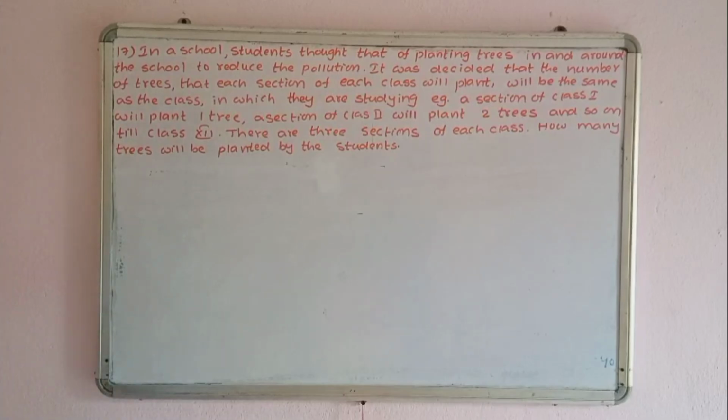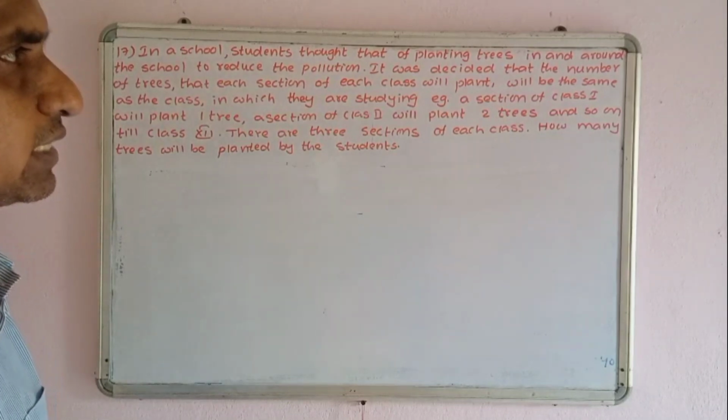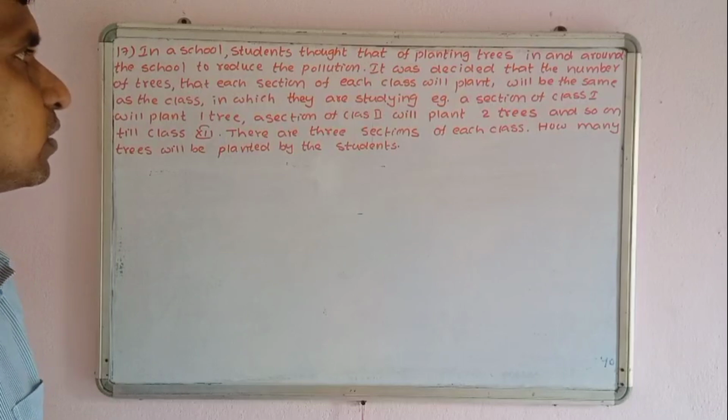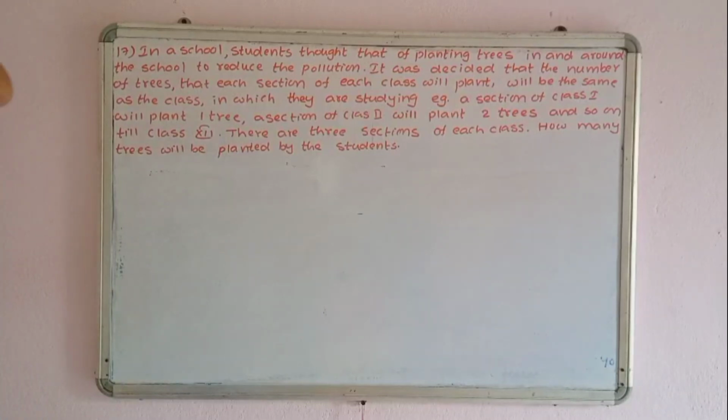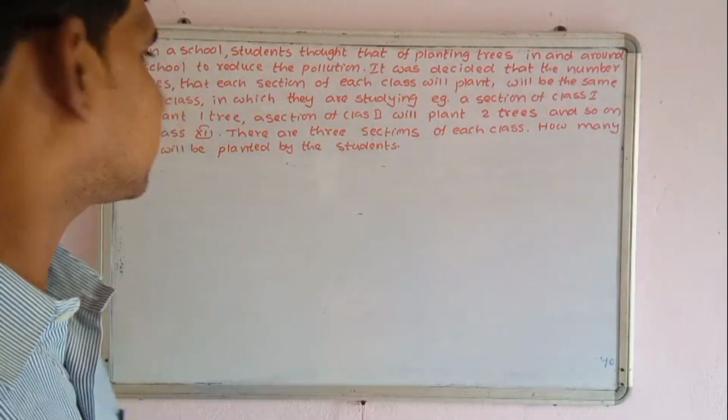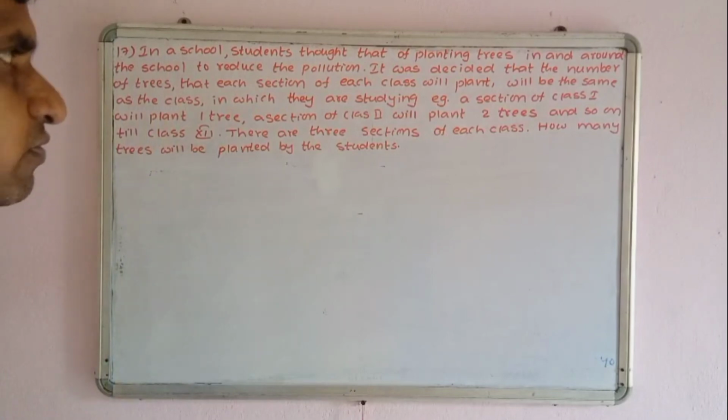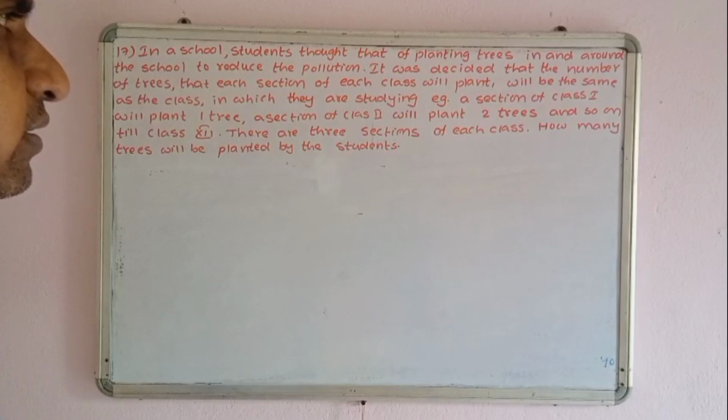Problem number 17. In a school, students thought of planting trees in and around the school to reduce the pollution. It was decided that the number of trees that each section of each class will plant will be same as the class in which they are studying.